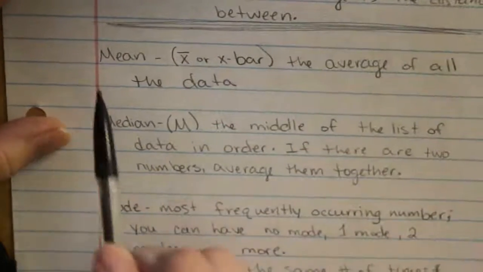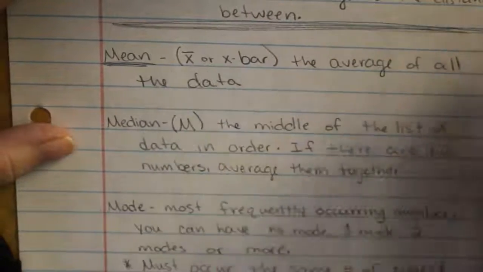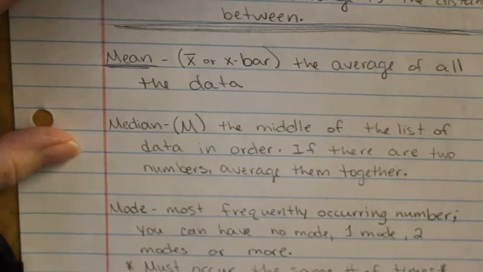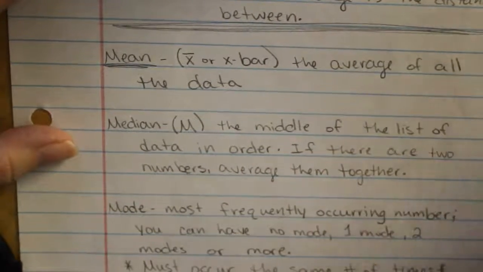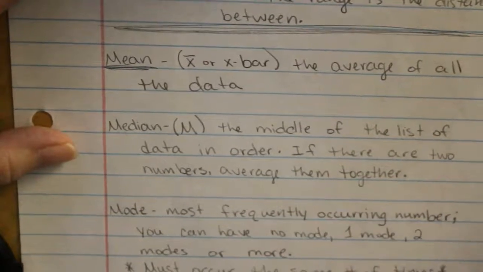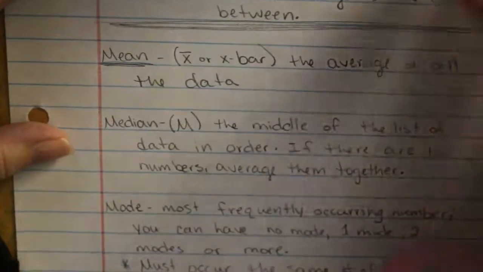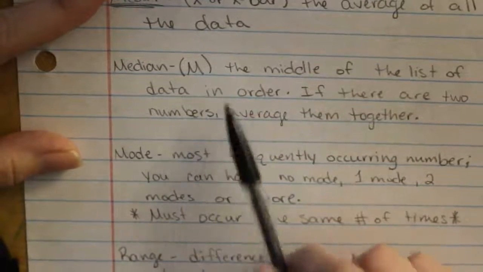I have that the mean is also called the x-bar, or x with a bar over top of it. I'm mainly going to call it the mean, don't worry about it, but if you ever see the x-bar, it's talking about the mean. This is just the average of all the data. So the mean is where you add them up and then divide by the number of data you are given. The median is the middle of the list of data in order.